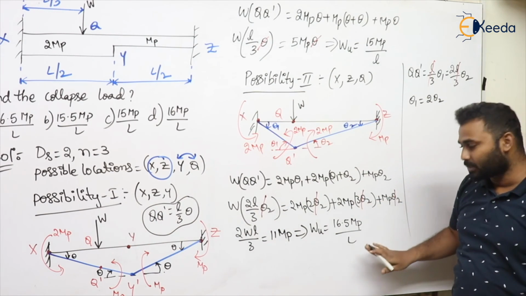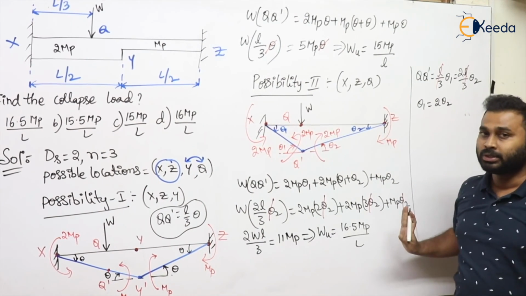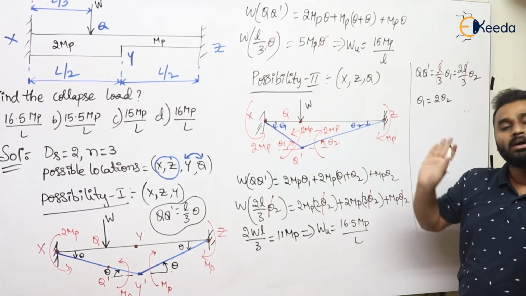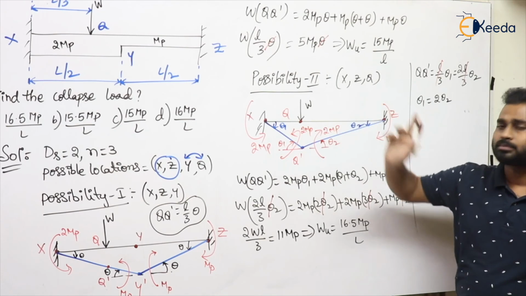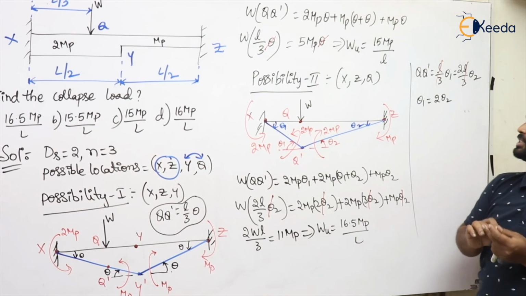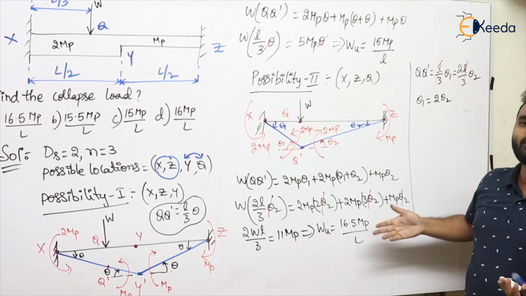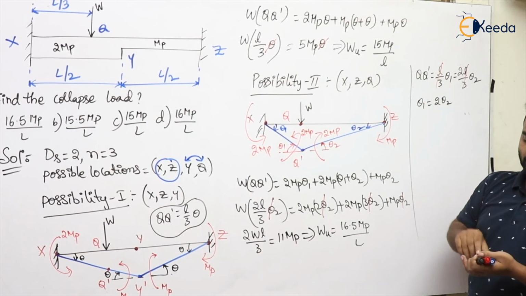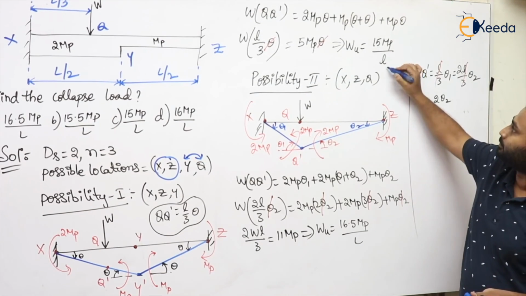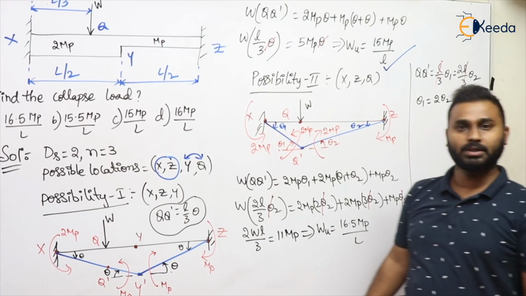Now out of these two possibilities, possibility 1 and possibility 2, the case in which the collapse load is minimum, that we need to select as the true collapse load for the given beam. Now you tell me which is the minimum. Here it is 15 mp by L and here it is 16.5 mp by L. Obviously 15 mp by L is the minimum. So this is the true collapse load.